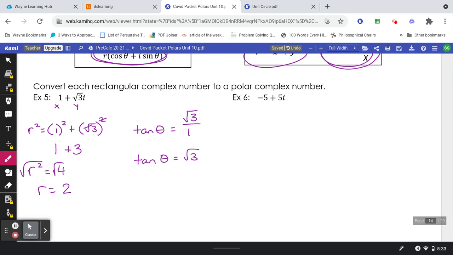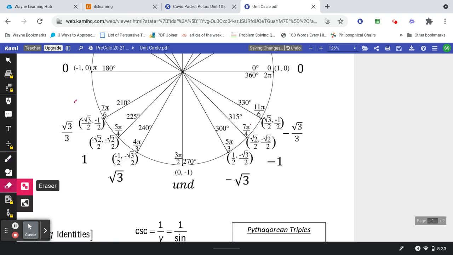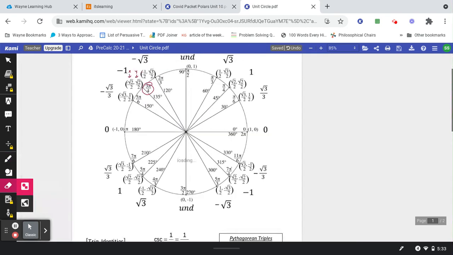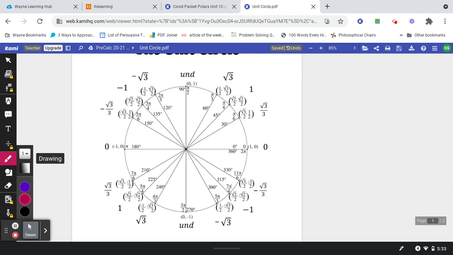And then I have to go to my unit circle to figure out what my theta, what my angle is going to be. Remember, as you look at your unit circle, there should be 2 places where tangent is the square root of 3. I'll zoom out a little bit so we can see both of them at the same time. One of them happens right here at pi over 3. The other one happens down here at 4 pi over 3.